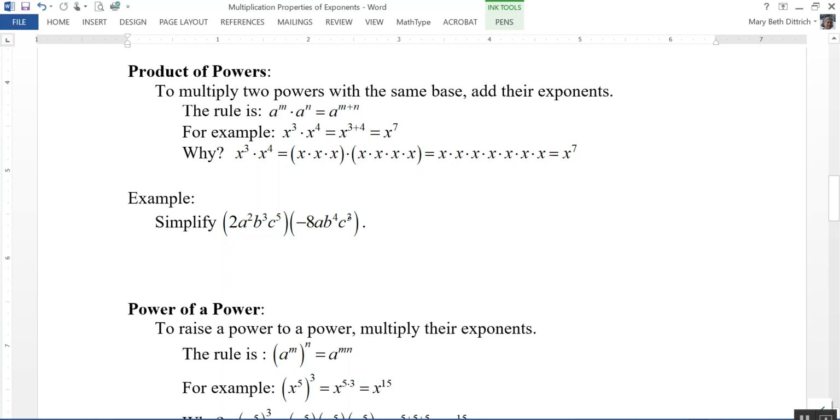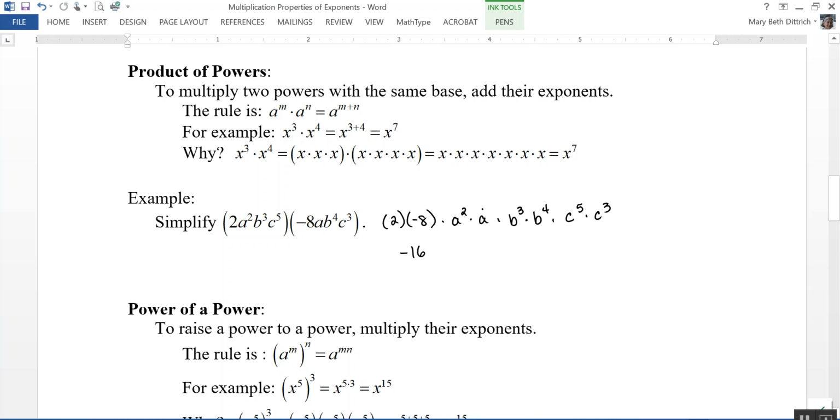So I'm going to think of this as 4 different problems. I'm going to deal with my coefficients, which are 2 and negative 8. I need to multiply those. Then I'm going to multiply my two powers that have a base of a, my powers with a base of b, and my powers with a base of c. So it's really going to be 2 times negative 8, and then a squared times a, b to the 3rd times b to the 4th, and c to the 5th times c to the 3rd. Okay, so 2 times negative 8 is negative 16.